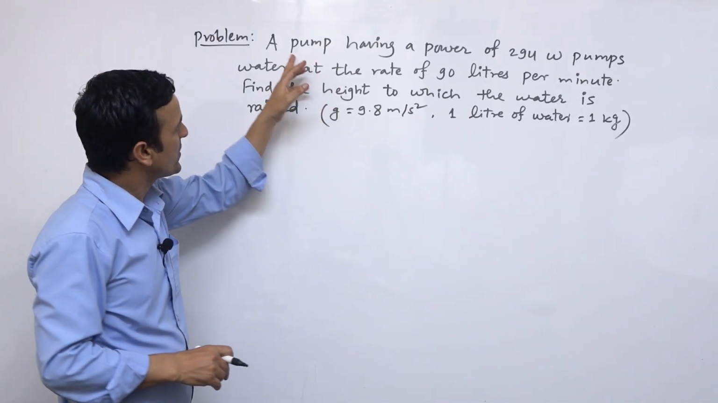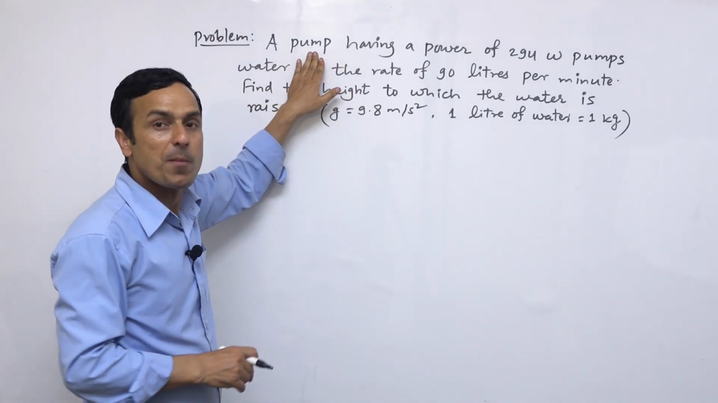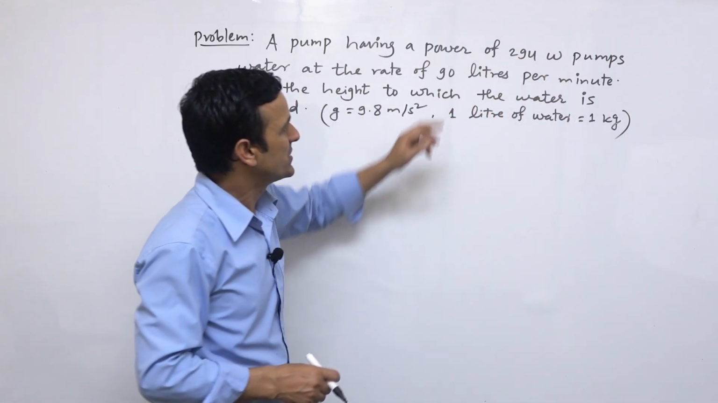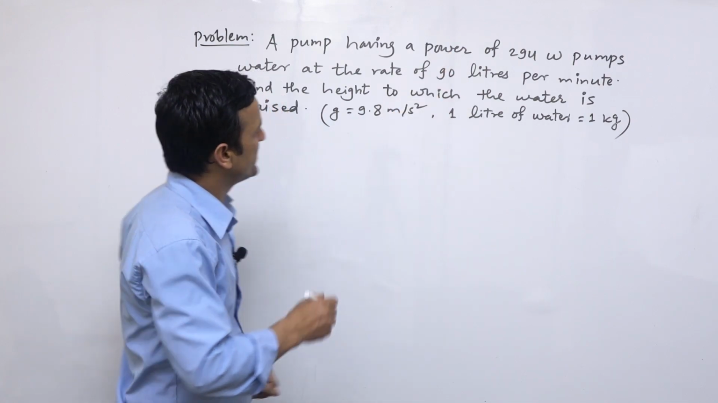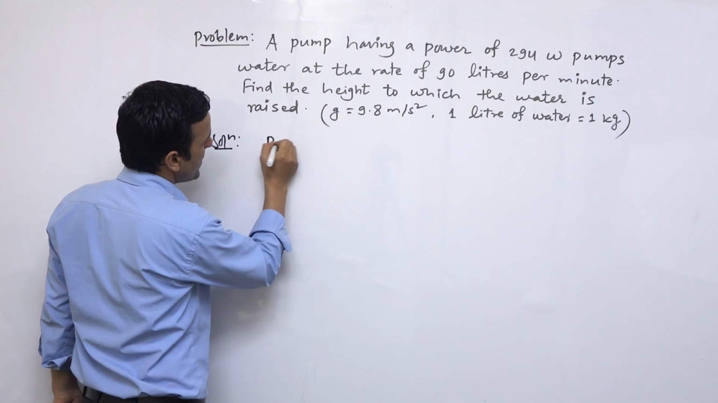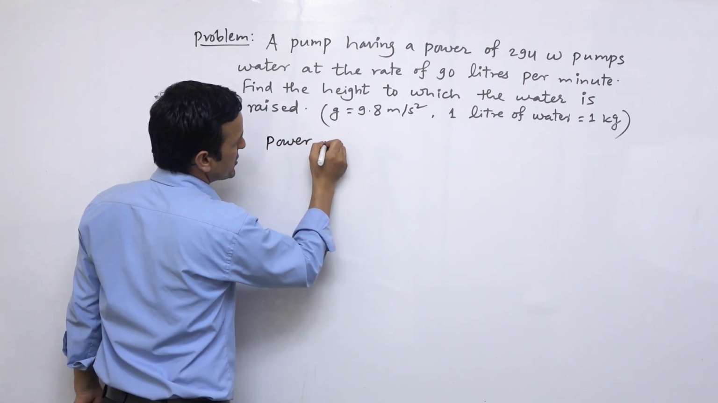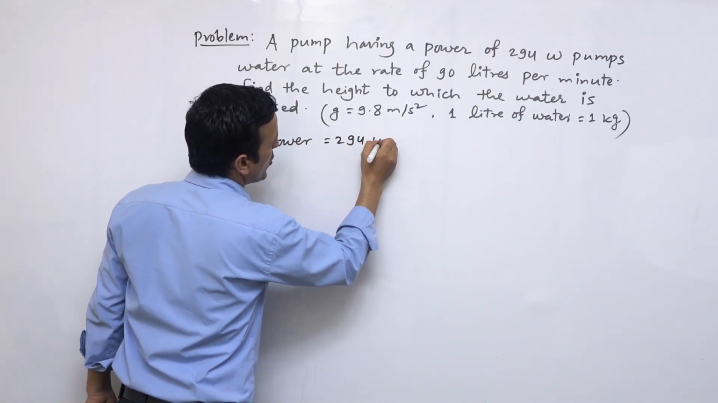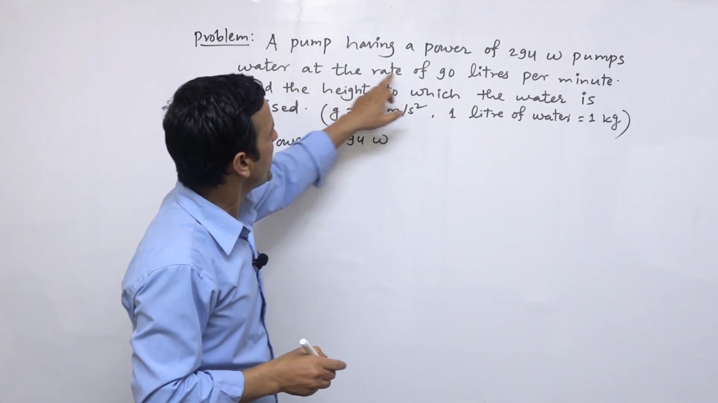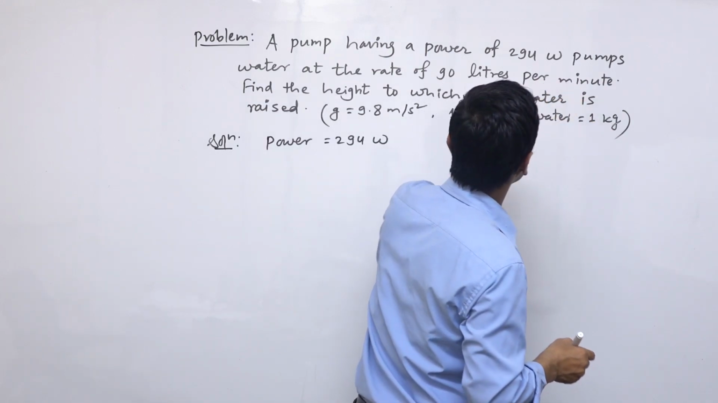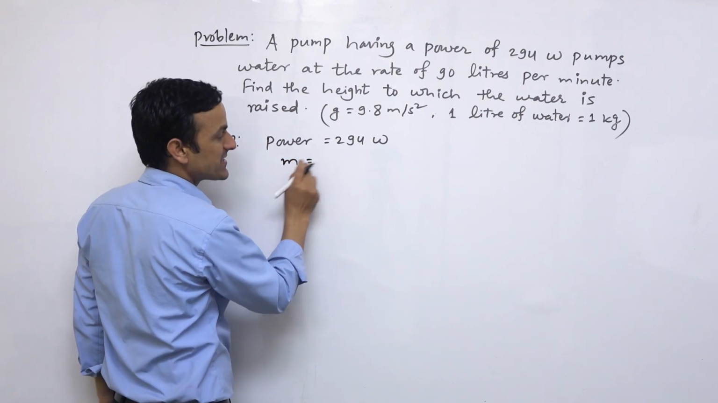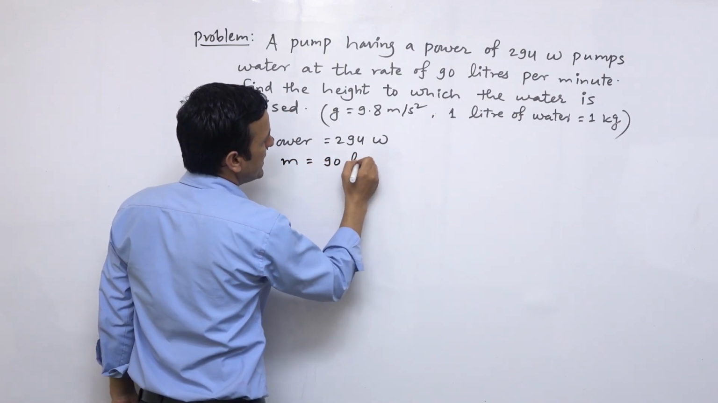Now we have another question. Let's see this question. A pump having a power of 294 watt. So this is power. Power is given here. So let's write down the note of this. Power P is equal to 294 watt. So this is the information for power. At the rate of 90 liters per minute. 90 liter is the mass of this one, mass of water, 90 liter.